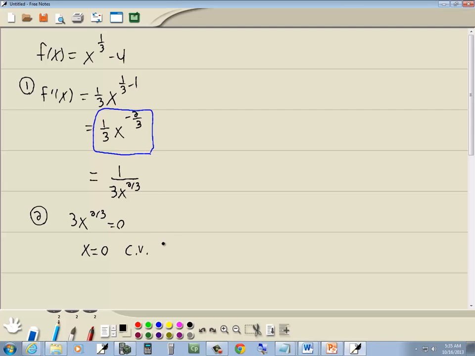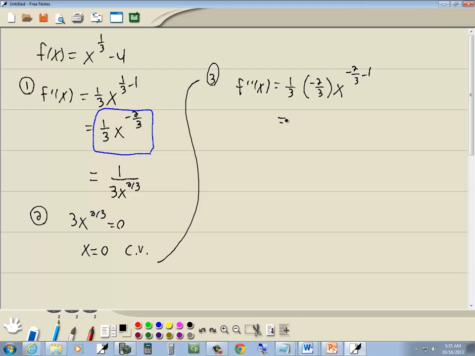Step 3, find the second derivative. Okay, so we're continuing from here. F double prime: 1/3 stays out in front. Take your power, put it out in front, lower your power by 1. So we get negative 2/3 minus 1. Now 1/3 times negative 2/3 gives us negative 2/9, and the exponent is negative 5/3. Which would give us negative 2 over 9x to the 5/3.